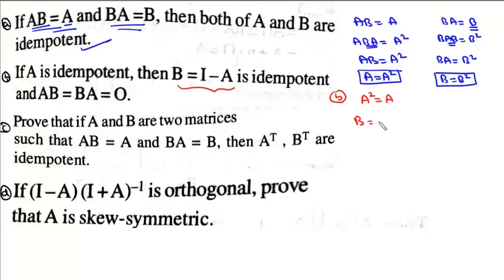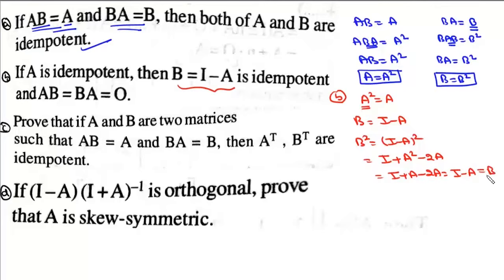Now B is I minus A. Now we find B square, which will be I minus A square, and it will be I plus A square minus 2A. Now since A is idempotent, A square is simply A, so there will be I plus A minus 2A, which is nothing but I minus A, and I minus A is B. So we get B square equals B. That means B is also idempotent.